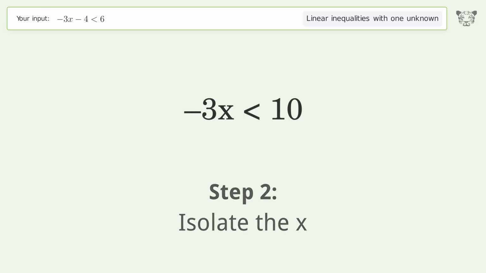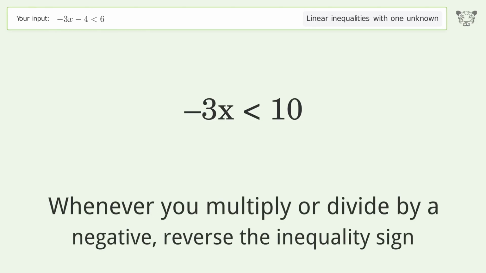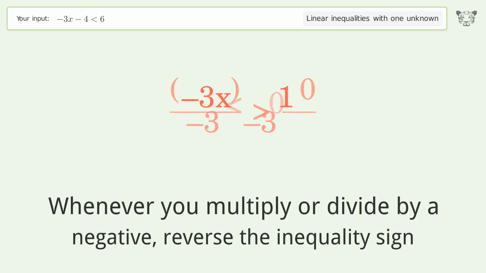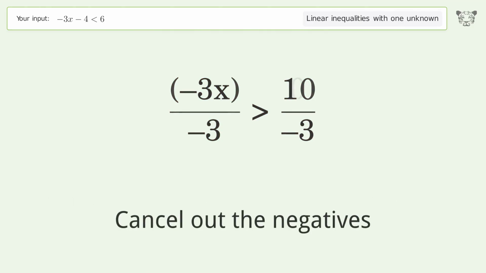Isolate the x. Divide both sides by negative 3. Whenever you multiply or divide by a negative, reverse the inequality sign. Cancel out the negatives.